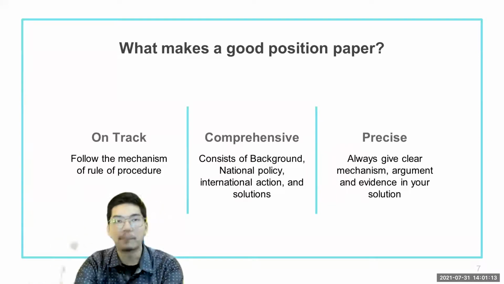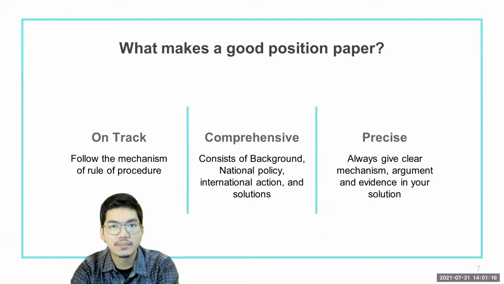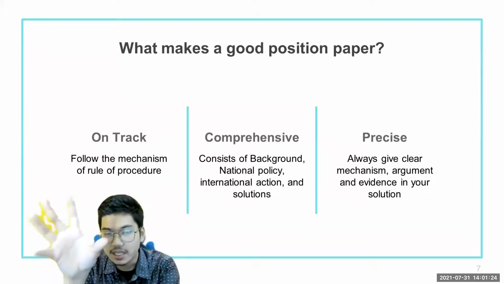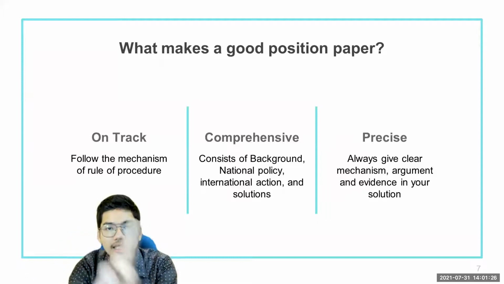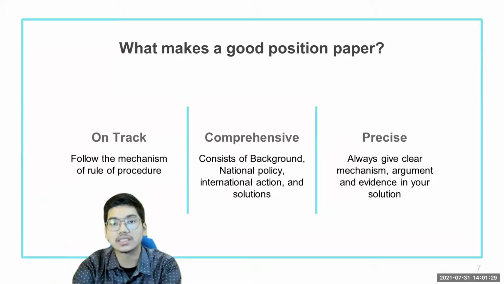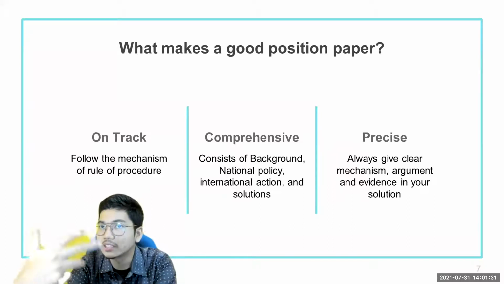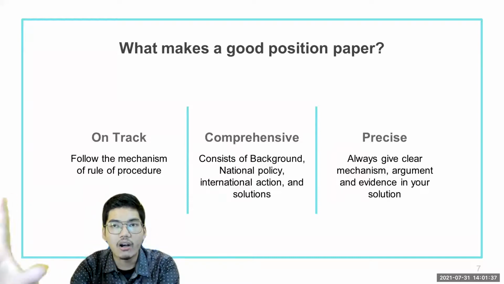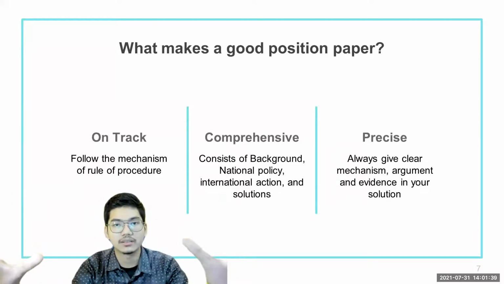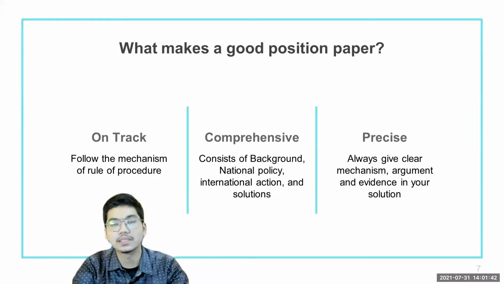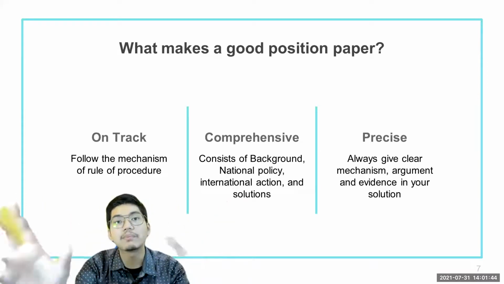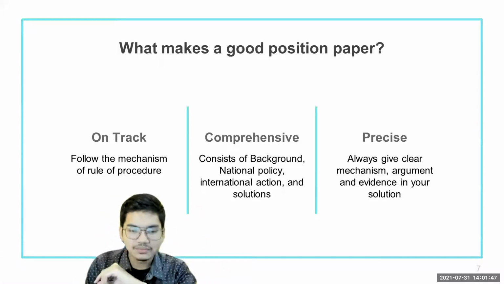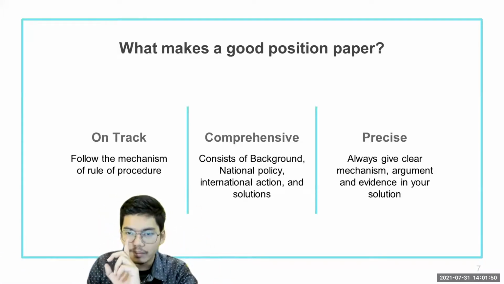Second, it has to be comprehensive. It has to provide the background, the national policy, past actions, and solution. All of these 4 aspects have to be in a good position paper. Third, it has to be precise. It has to provide a clear mechanism, a clear description of the whole issue that is currently going on, right? Provide the argument, provide the evidence in your solution to make your position paper accountable.